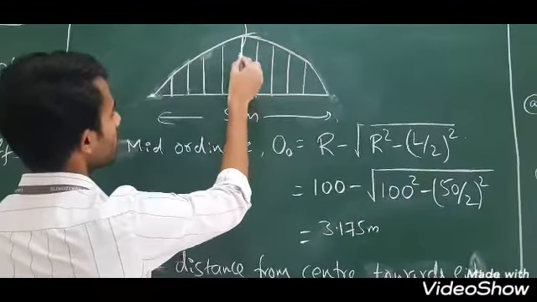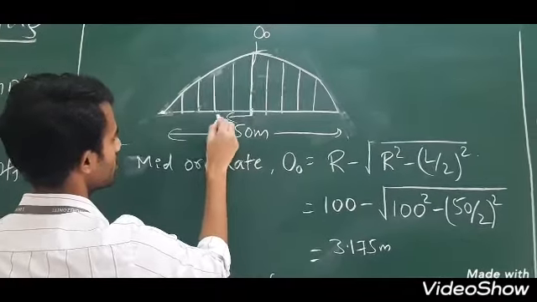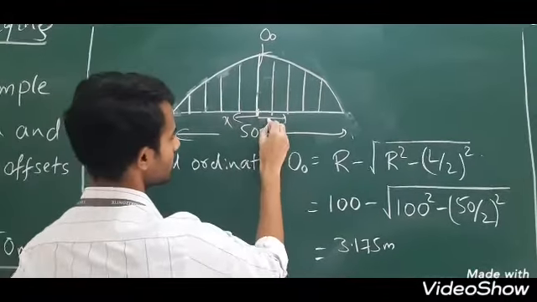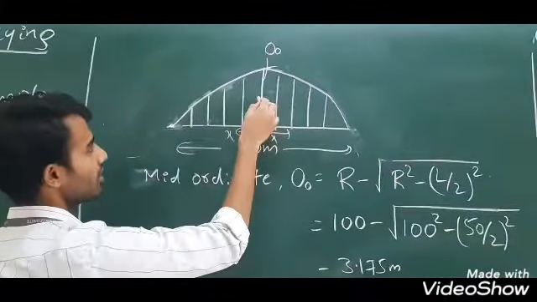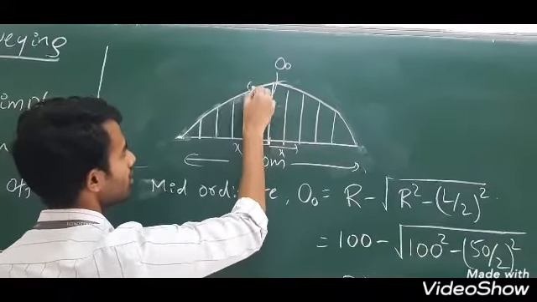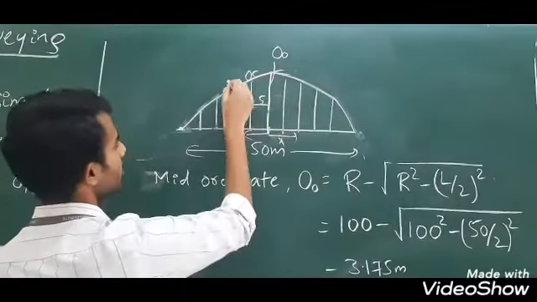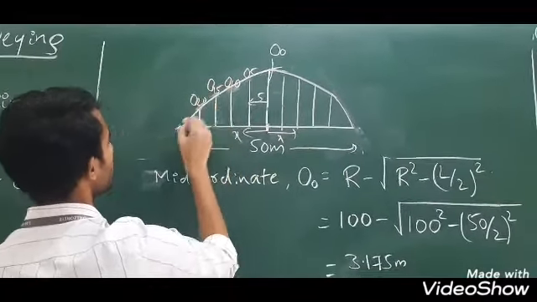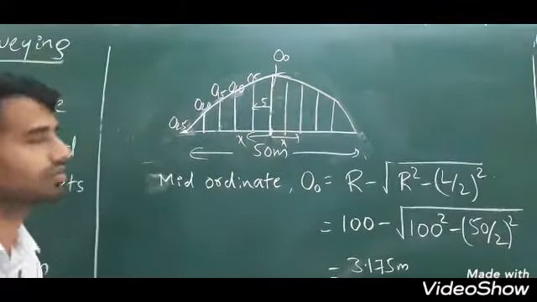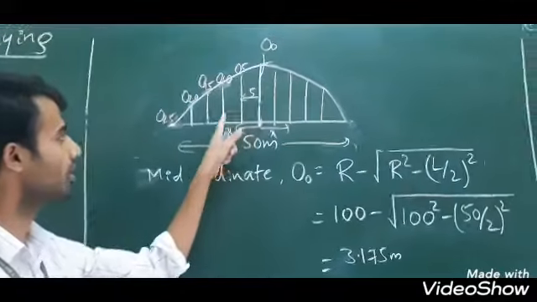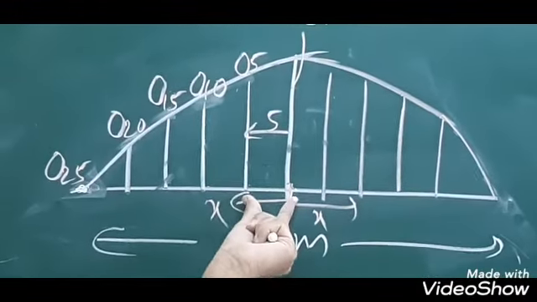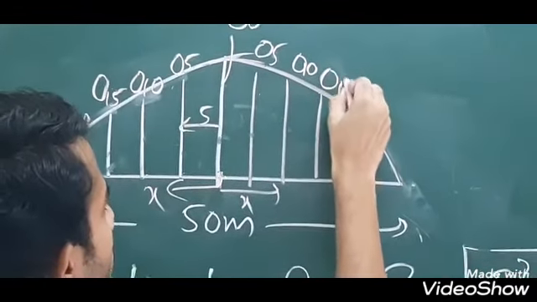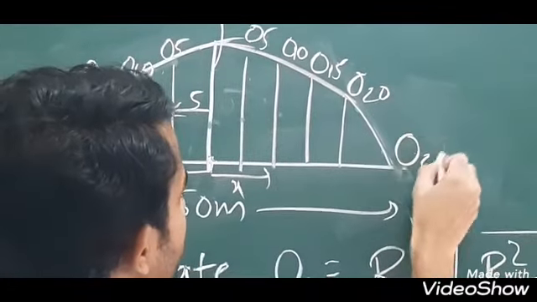Now from here our x distance starts. Our x distance is from here to the other part. Now x is varying at a distance of 5 meter. This is the ordinate at 5 meter, at 10 meter, at 15, 20 and 25. These ordinates are equally spaced. Likewise on the right side: ordinate at 5 meter, 10 meter, 15, 20 and 25.